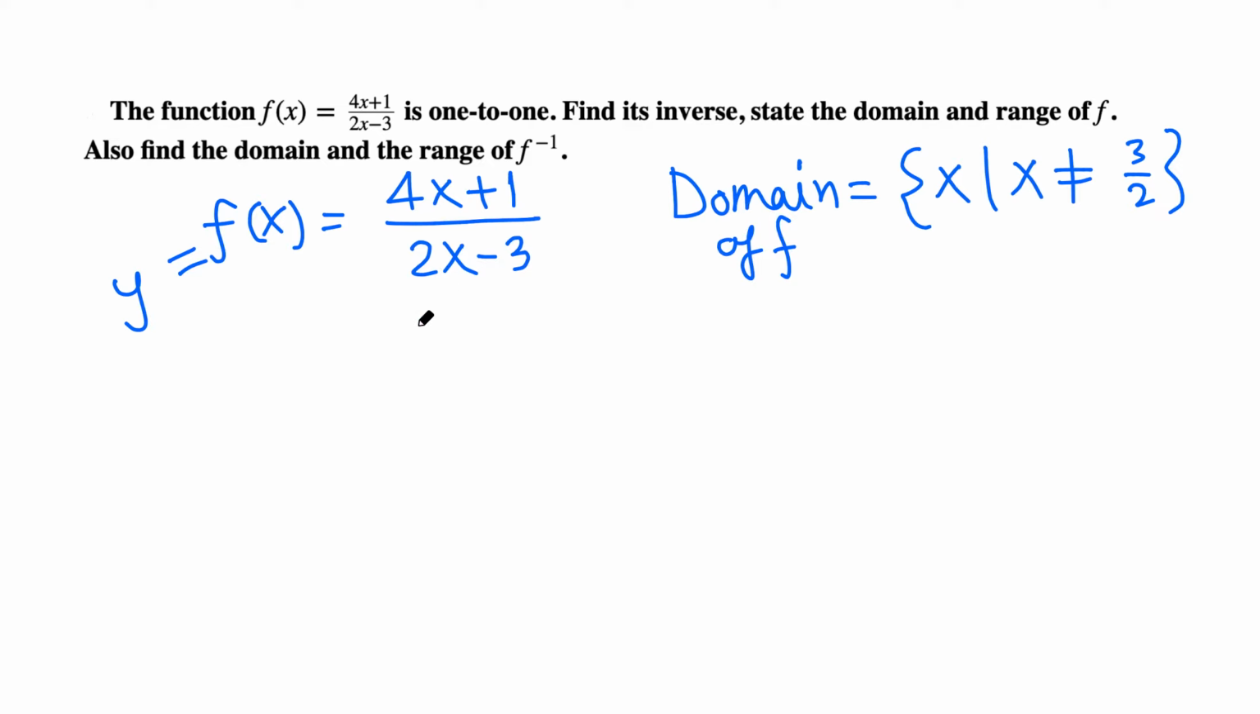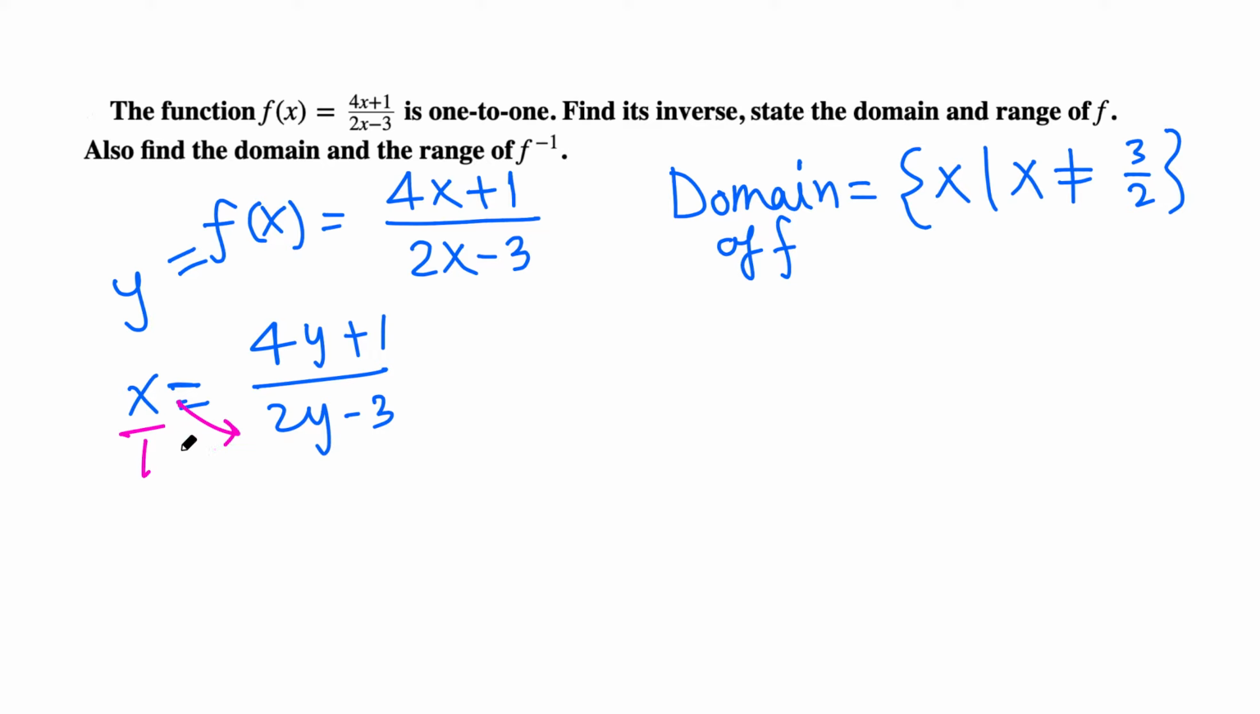The first step is to interchange the roles of the variables. That is, write x for y and y for x. Just interchange the variables. So this is x equals (4y + 1)/(2y - 3). Now we need to isolate y. So x means x over 1. So we need to solve for y.